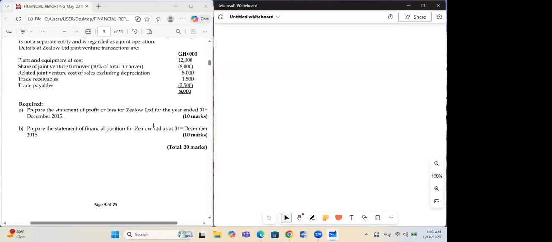Now, this is a trick. The A part, they are asking you to prepare a statement of profit or loss. But per the standard IAS 1, the name of the statement should be a statement of profit or loss and other comprehensive income. Is that clear? Yes, sir. So open your first page.